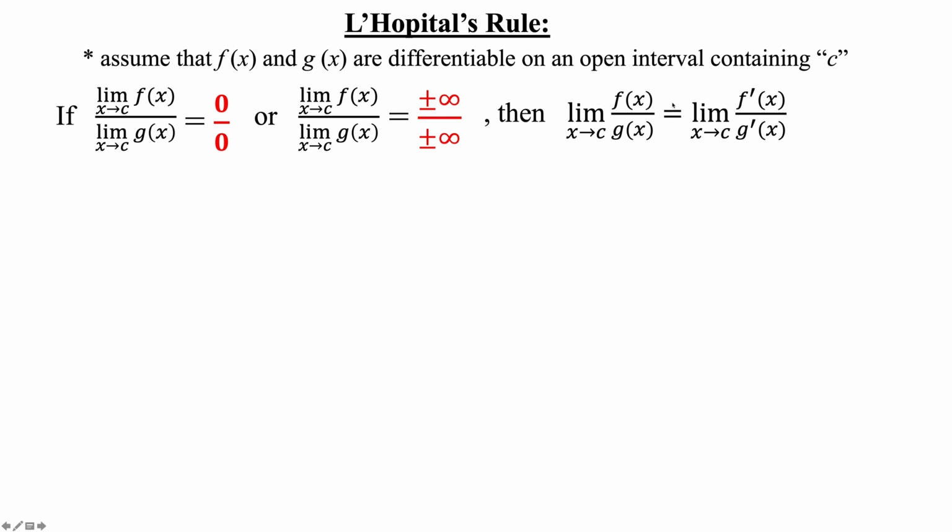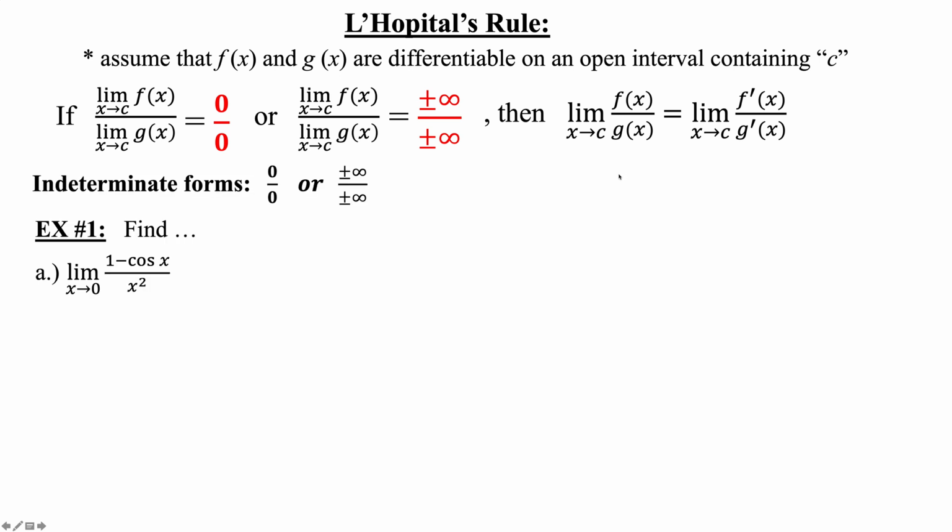L'Hopital discovered you just take the derivative of the top, you take the derivative of the bottom, reevaluate it at c. If you come up with a scalar value, it's a constant, then that's your limit value. If you come up with another 0 over 0 or infinity over infinity, which is still indeterminate, then you reapply the derivative rule again of the top and the bottom, and you keep doing this until you can get to a constant value. All right?